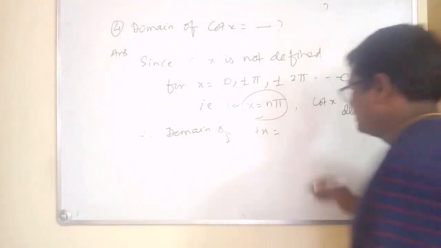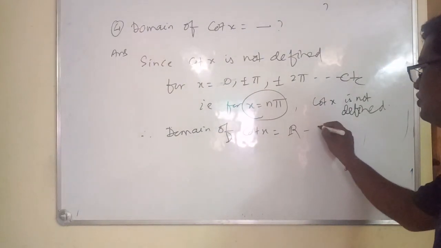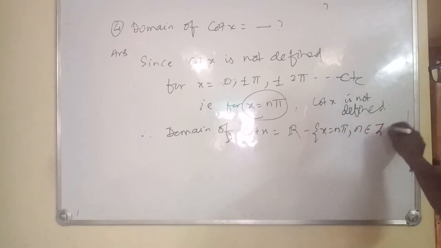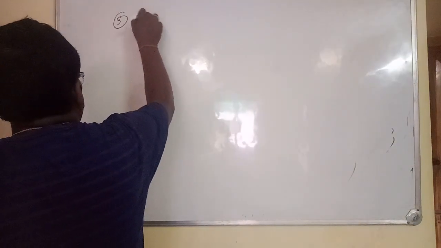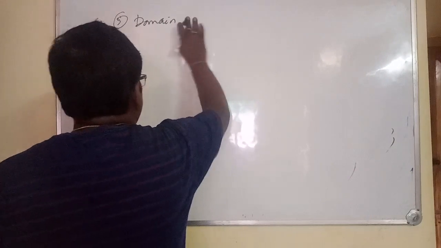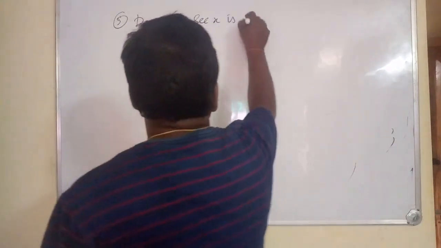So domain of cot x is equal to R minus {x : x is equal to n pi}, n belongs to Z. Now domain of cosec x, domain of sec x is dash.